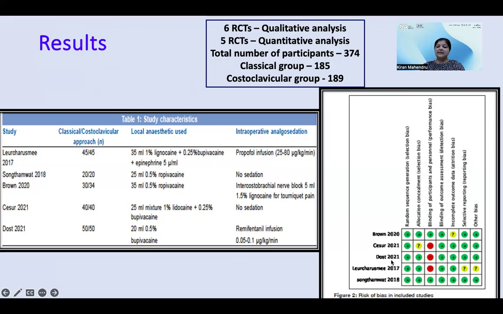The risk of bias assessment was done. There was an unclear risk of selection bias in one study because the allocation concealment was not mentioned. There was high risk of performance bias in 3 studies because of problems with blinding of participants and personnel, unclear attrition bias risk in one study, and unclear reporting bias in another study.